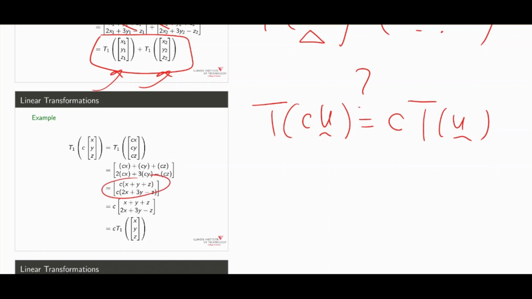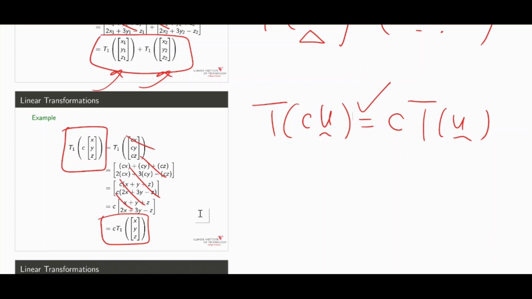So what we get is this one, and this is a matrix. This is actually a 2x1 matrix, and we know that for matrix scalar multiplication, you can take the scalar out. What you see is that this part right here is exactly T1 of XYZ, and you have C right here. So again, suppressing all the detail and just concentrating on these two parts, you will see that the homogeneity property is actually satisfied. So this transformation satisfies the additive property and the homogeneity property, so this is by definition a linear transformation.